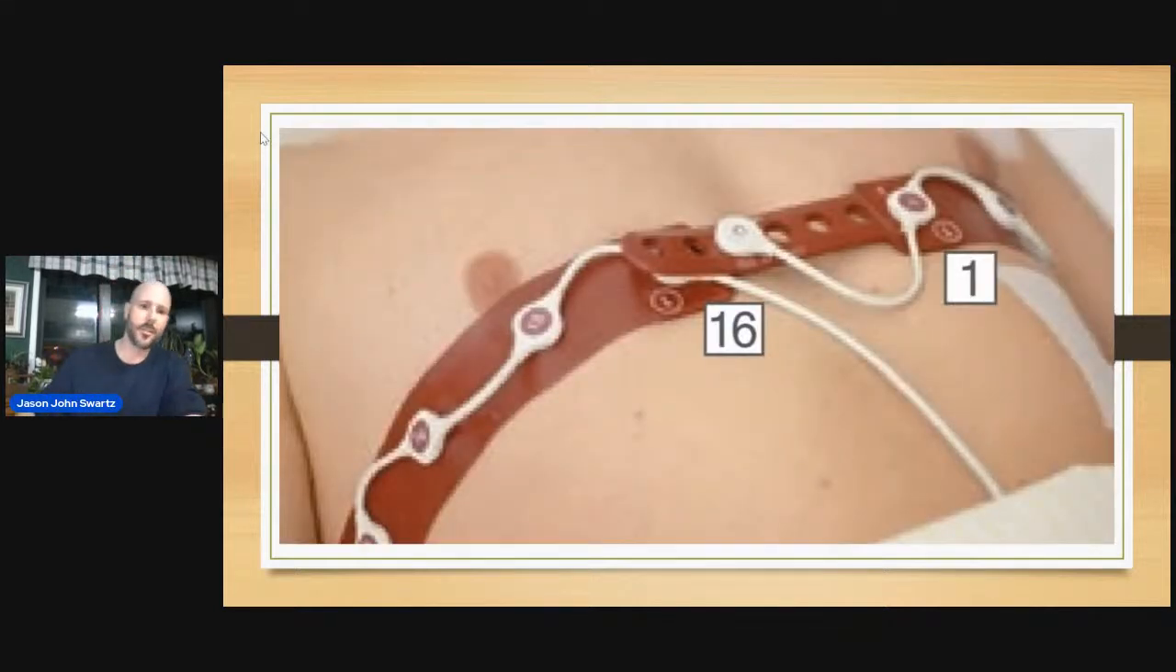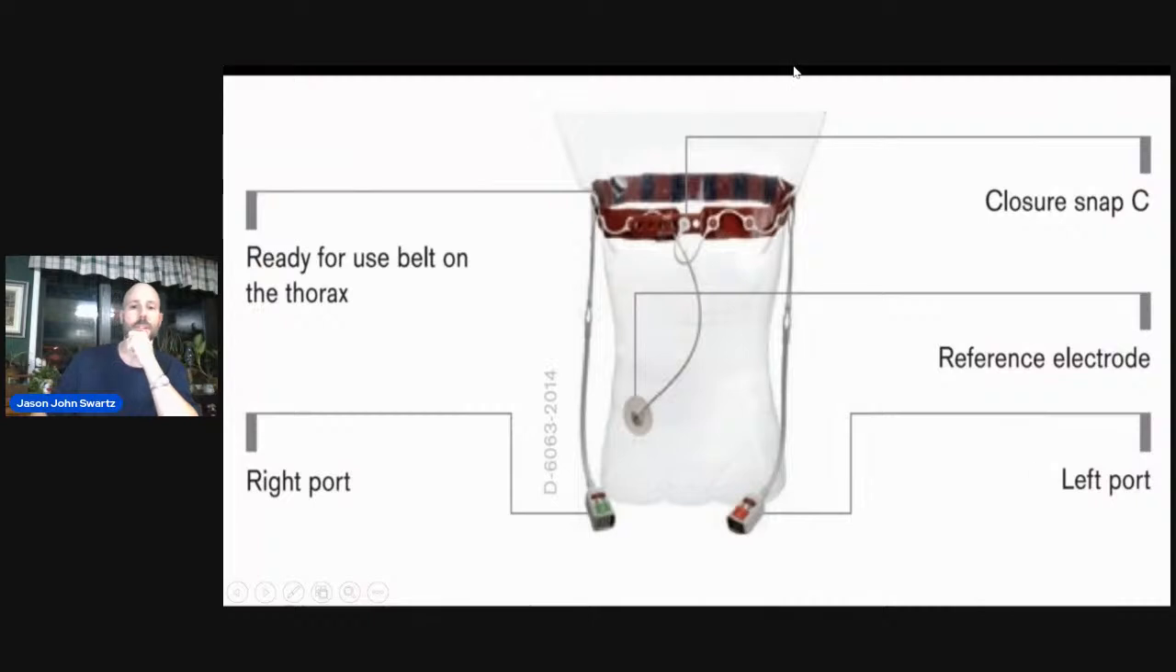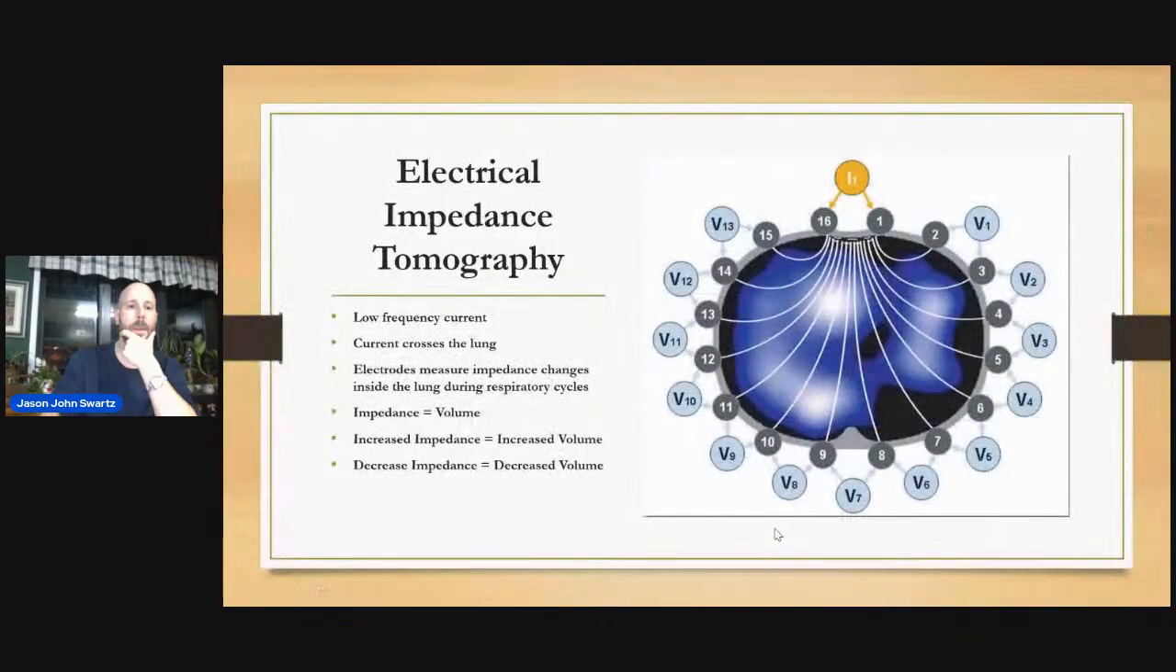So here's just an image of the belt. It has 16 electrodes, and then it has a control that you snap on right there. And there's a reference ECG dot that you put on. And this is another way of looking at it. So it goes around the chest, and these here will be hooked up onto the actual EIT machine.